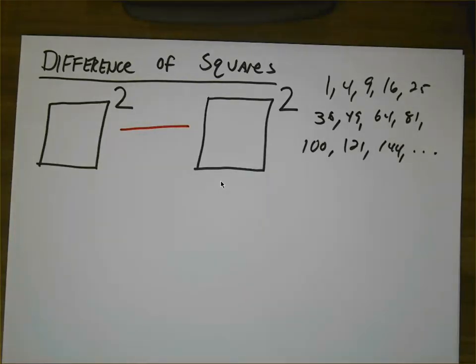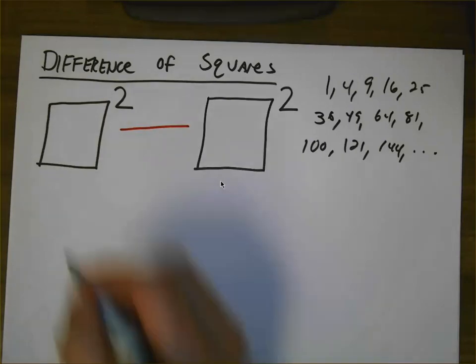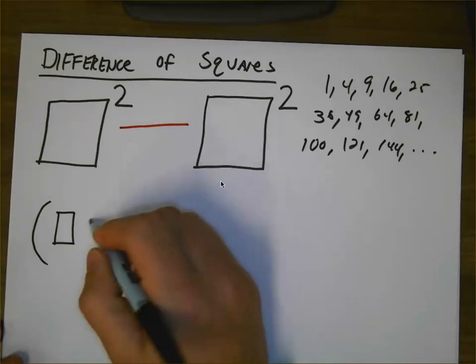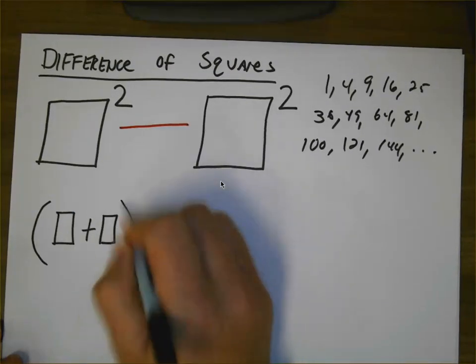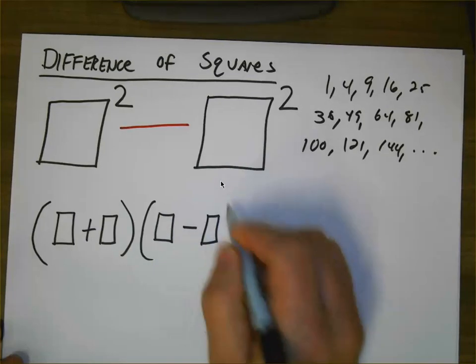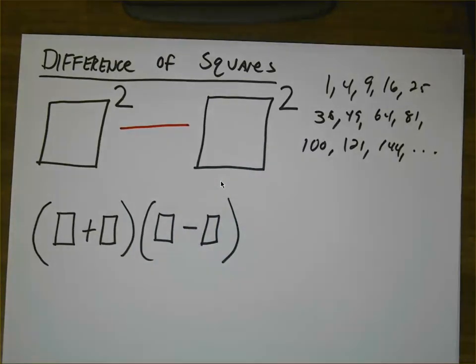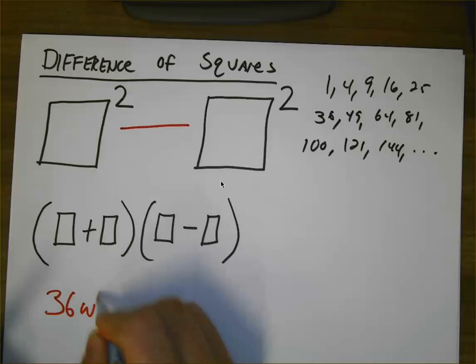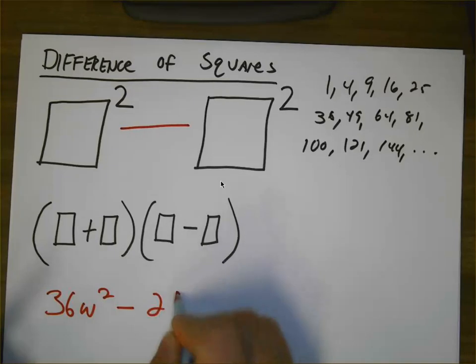But the difference of two squares, when you factor it, it's just a shortcut. It's always going to be the box plus the other box and the box minus the other box. What do you mean by that? They have to be perfect square roots. So here's an example: if I have 36w squared minus 25.